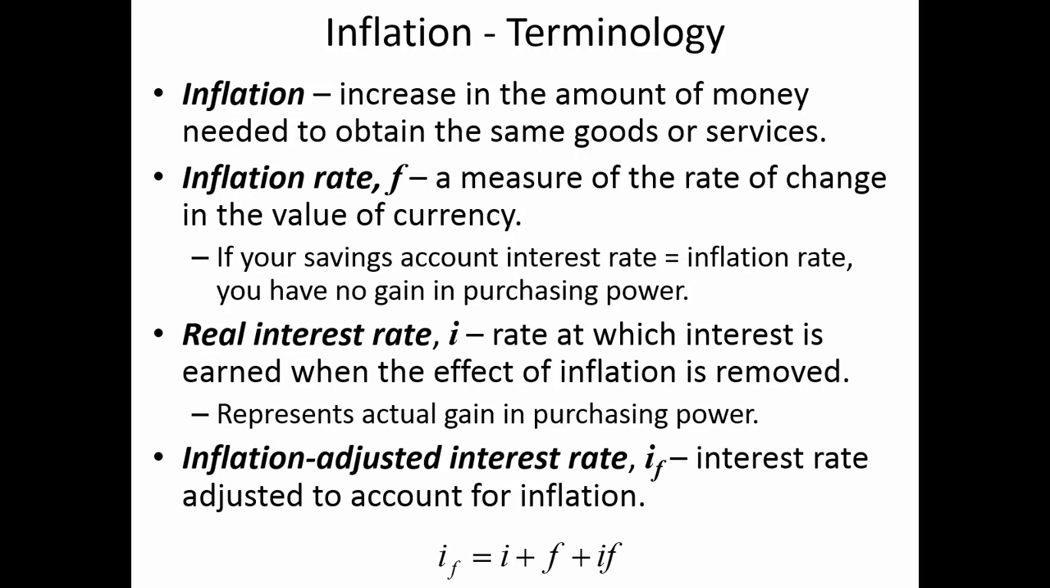The book goes through the derivation of this equation, but it's more than just the addition of the two. It's the inflation rate plus the real interest rate plus those two things multiplied together, i times f. And that tells you, if you want to make the real interest rate in an environment that experiences inflation of f, then you'd calculate i sub f to find out what your investments have to achieve in order to give you an increase in purchasing power equal to the real interest rate. So let's go back to this figure again.